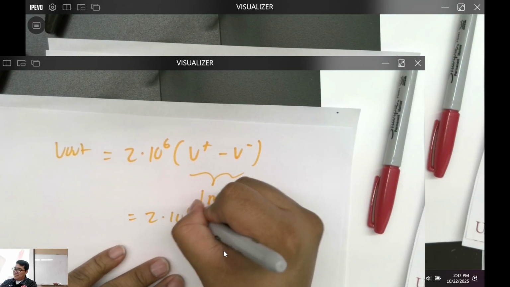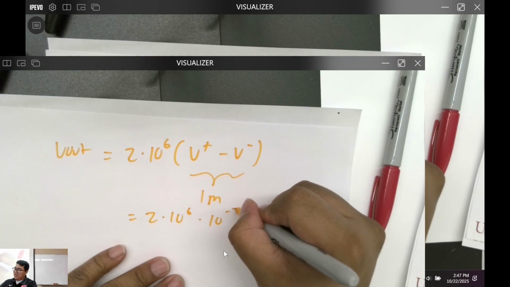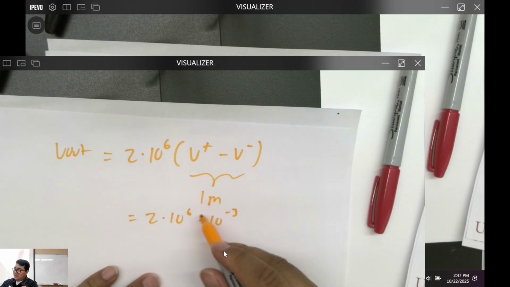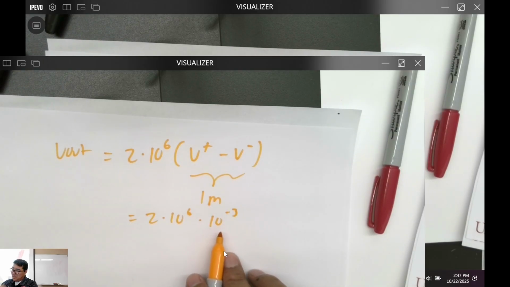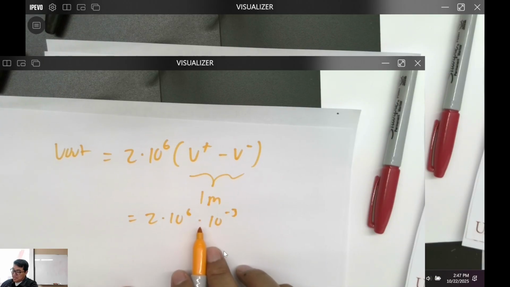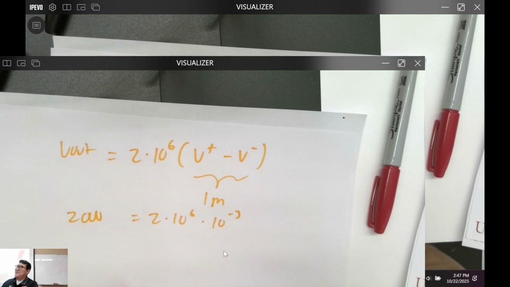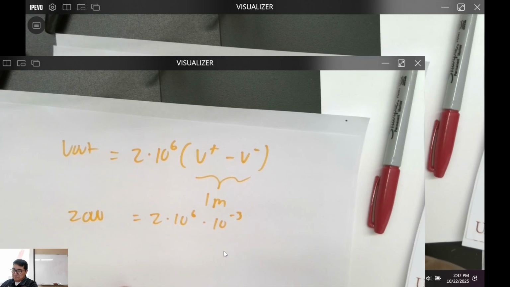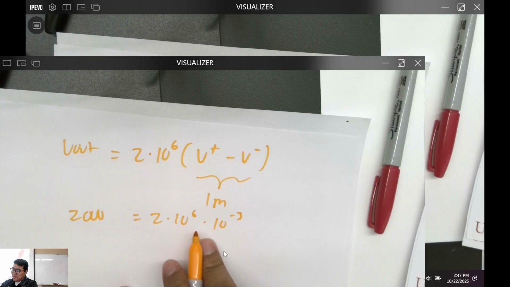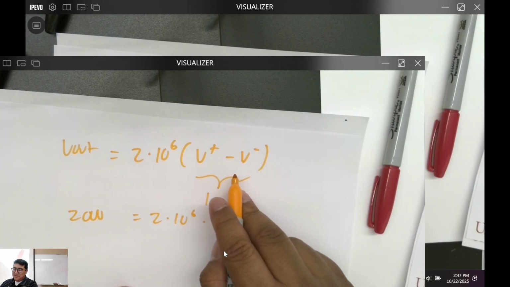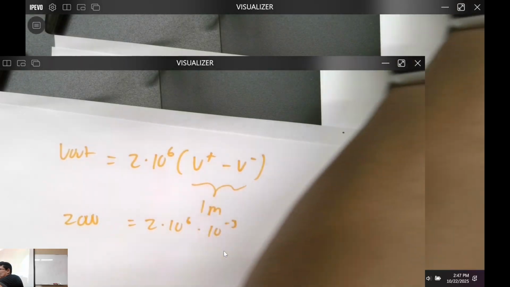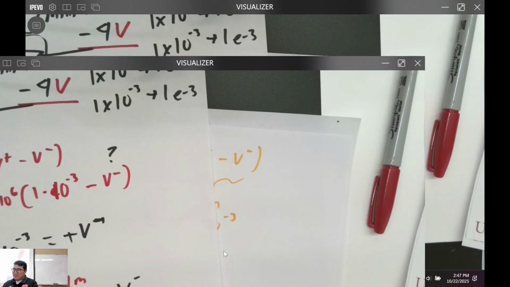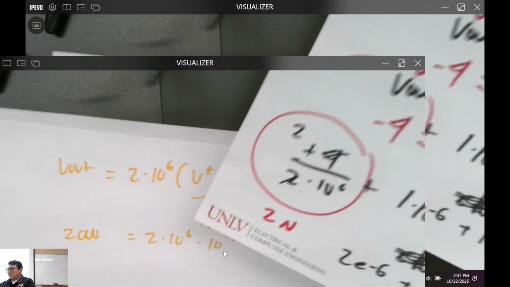Then what's our output? Two times 10 to the 6 times 10 to the minus 3, right? This gives you 2,000? Is that actually right? Yeah, 2,000. So that means this difference needs to be very, very small. Yeah, that's what I was realizing. I was like, does this need to be in millivolts? No, it's going to be a very small number.